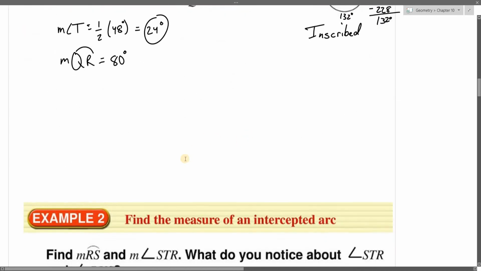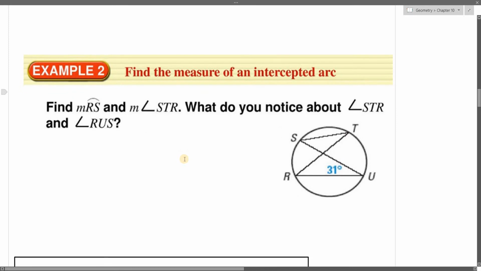All right, so that's example 1. Here's example 2. Notice these are not central angles, these are inscribed angles. Their vertices touch, and actually this one makes 4 of them. 1, 2, 3, and 4. Now these are vertical angles.